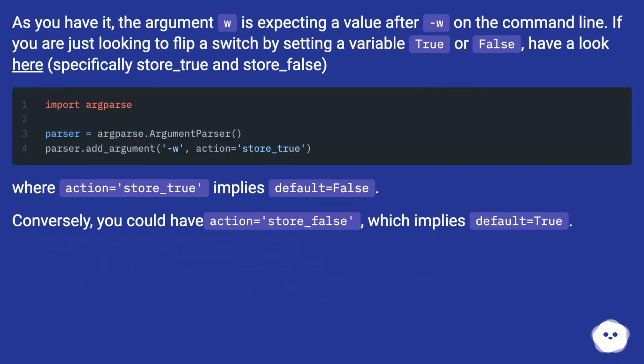As you have it, the argument W is expecting a value after W on the command line. If you are just looking to flip a switch by setting a variable true or false, have a look here, specifically store_true and store_false. Where action equals store_true implies default equals false. Conversely, you could have action equals store_false, which implies default equals true.